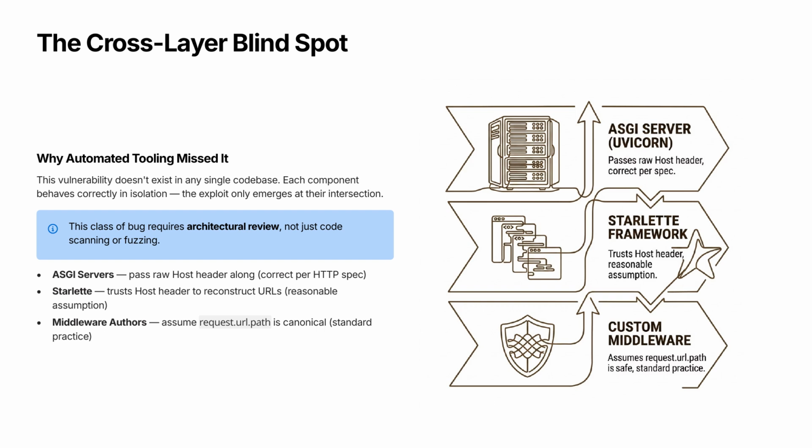Individually, those choices make sense, but when they combine in just the wrong way, an exploit appears at the seam between layers. That is why automated tooling often misses this class of bug. A scanner, linter, or fuzzer may validate each component separately and still fail to see the architectural risk. Finding this kind of vulnerability requires reviewing how trust is passed across boundaries and how assumptions in one layer can become dangerous when another layer interprets the same data differently.